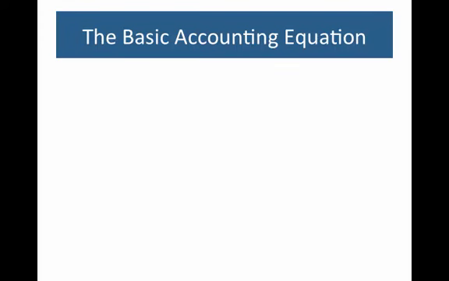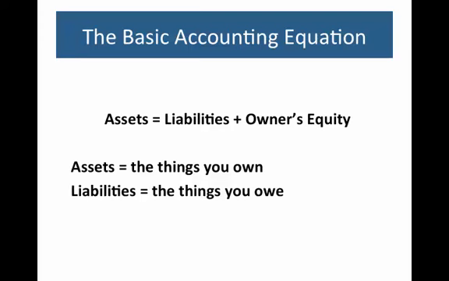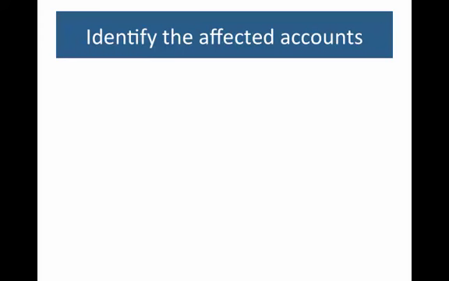The first thing you need to understand is what is the basic accounting equation. Assets is equal to your liabilities plus your owner's equity. What that means is the assets are the things that you own. Your liabilities are the things you owe, your debts. And owner's equity is your net worth. So in other words, the things you own has to equal all the things you owe and your net worth. That's the accounting equation, and it must remain in balance all the time.